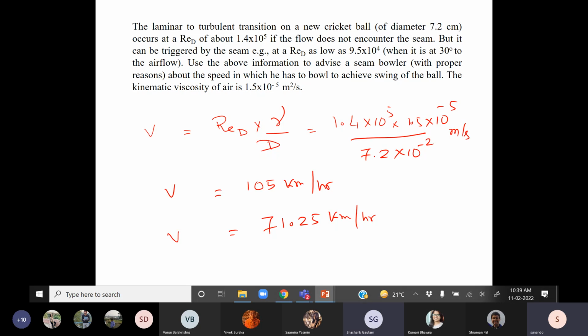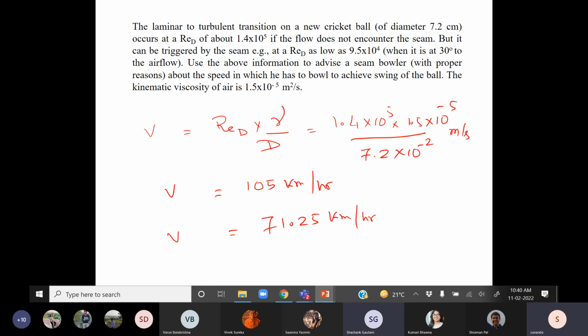Can you say it once again? I didn't catch all of it. If it is more than 105, let's say it's 110 kilometer per hour, what happens then? You are absolutely right. Just say it with confidence. It may be that there is no seam, or the flow will become completely turbulent on both sides. Yes, sir.